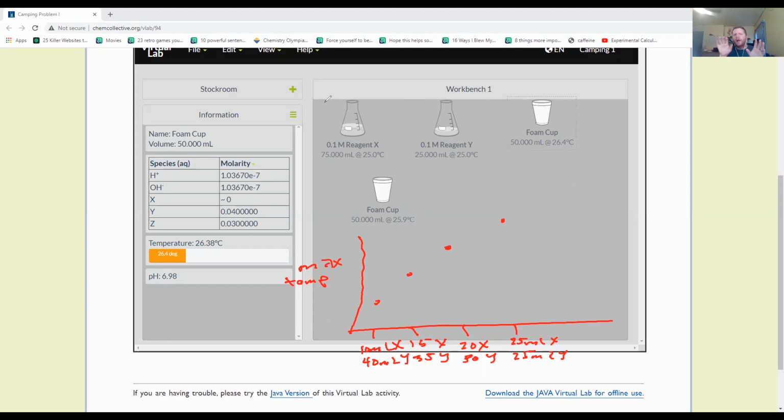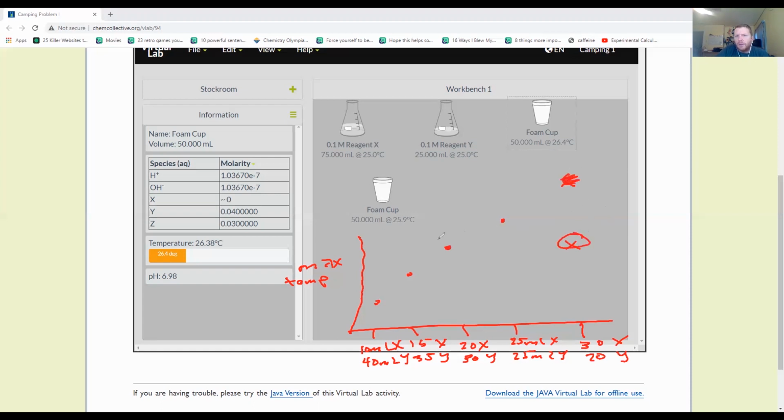If you get a graph that looks like that from your first 4 data points, then I think it only makes sense to use another data point that is 30 mils of X and 20 mils of Y. Because if that data point goes here, or if it goes here, you're going to learn something about the maximum, or the optimal balance and the optimal ratio.